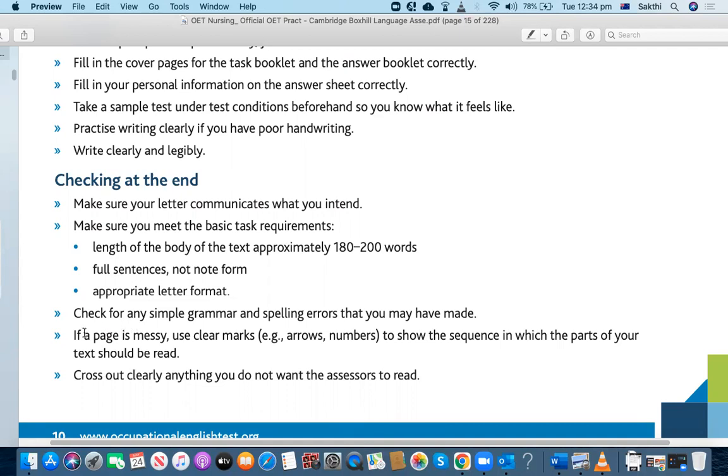You need to check for any simple grammar and spelling errors that you may have made. You have to have a look at each sentence and see whether you have used the nouns, articles, verbs, prepositions, punctuation marks, and so on correctly or not. Sometimes we may misspell the words as well, so you have to have a look at them and ensure that you spell the words correctly.